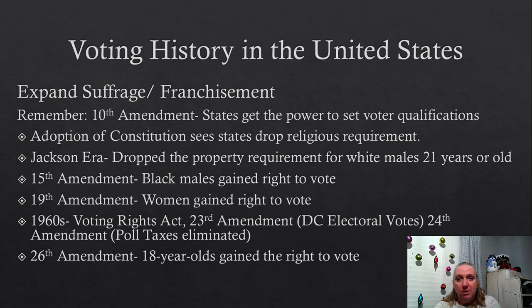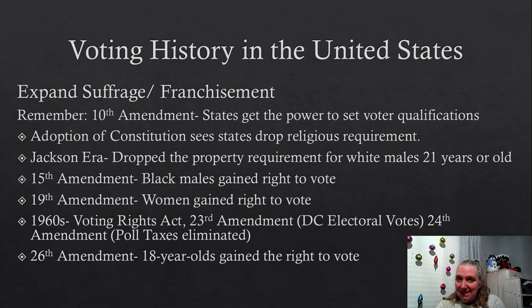The property requirement had been there to establish that people were going to have a stake in society. If you owned property, you had a bigger stake in society. But they dropped that to allow more of the common man to have the ability to vote. The 15th Amendment was passed just after the Civil War, which granted black males the right to vote. The 19th Amendment was passed in 1920, or ratified, I should say, and this is where women gained the right to vote with the ratification of that amendment.